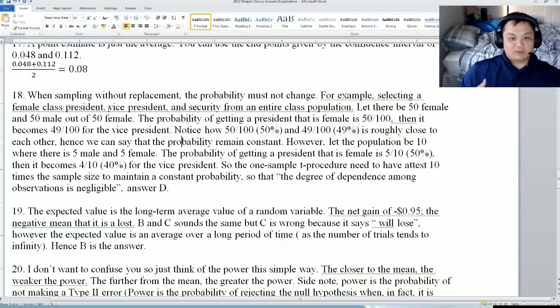However, if you let the population be 10, 5 male and 5 female, the probability of getting a female president is 5 out of 10, which is 50%. But for the vice president, it's 4 out of 9, which is about 44%. The fact that those are way different numbers is why they implemented that rule of at least having 10 times the sample size, to maintain a constant probability. That's the key part.